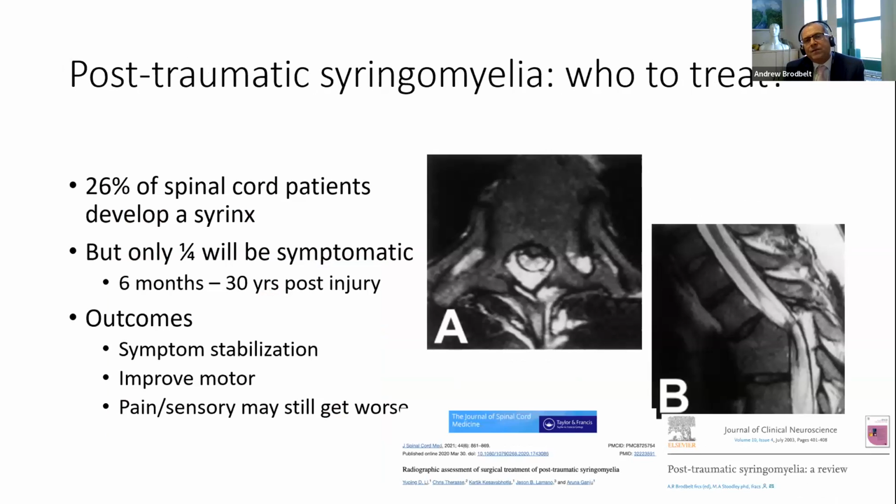Up to a quarter of patients following significant trauma will develop a syrinx, and up to a quarter of those will become symptomatic, which can take up to 30 years to occur. A recent review by Yuping suggested that surgery can help with symptom stabilization and motor function may improve, but pain and sensory symptoms may continue to get worse despite radiologically successful surgery.